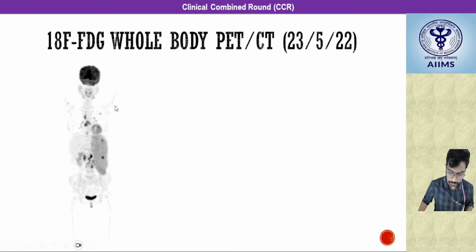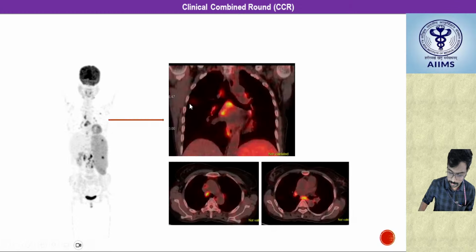This is the MIP image of the FDG PET scan, which was done on the 23rd of May. In this MIP image, we can see abnormally increased uptake in the mediastinum and abdomen, along with a massive splenomegaly with a few foci of uptake in the spleen. And these are the coronal images showing the mediastinal lymphadenopathy, and there is increased uptake in the mediastinal lymph nodes, and that can be seen in the axial images also.